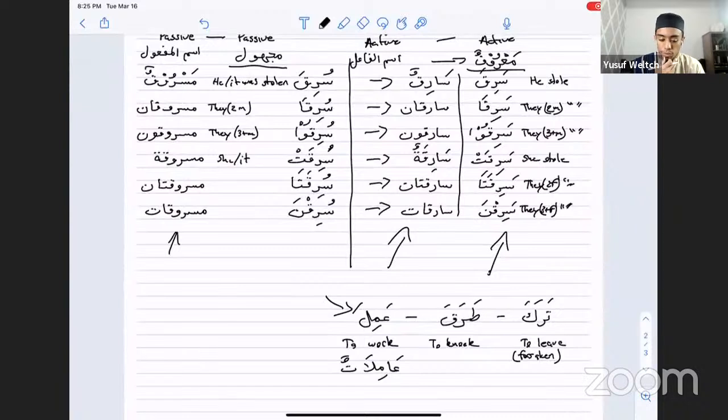You can do the same thing for the ism al-maf'ul: matruq, and ma'mul.